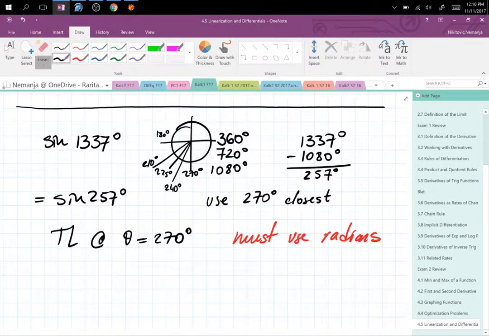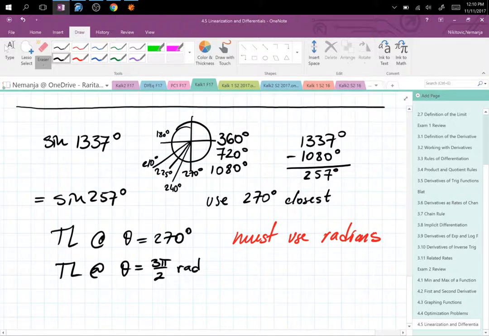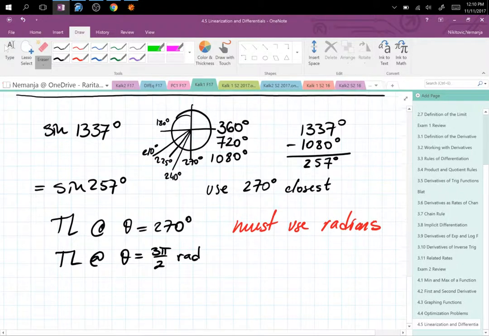So we are looking for the tangent line at theta equals, and this is, yes, radians. Great. So now, the question posed is that sine of 1337 degrees is the same as sine of 257 degrees. And now, because we can't compute that one, we're going to compute the tangent line at 3 pi over 2.